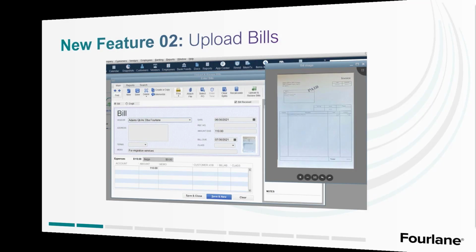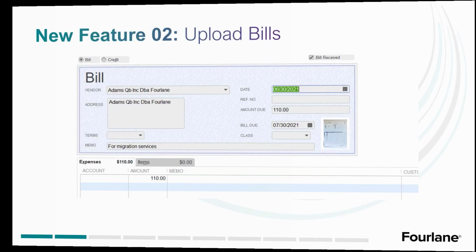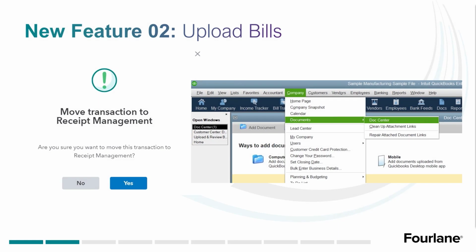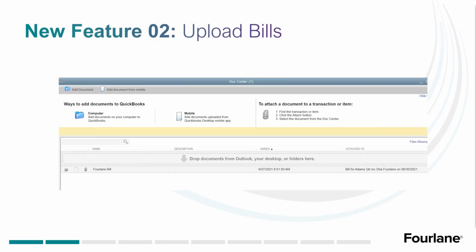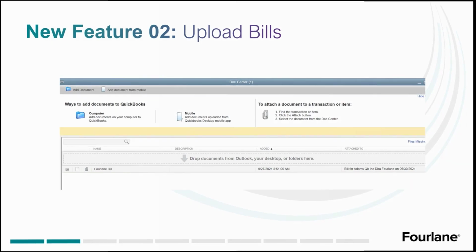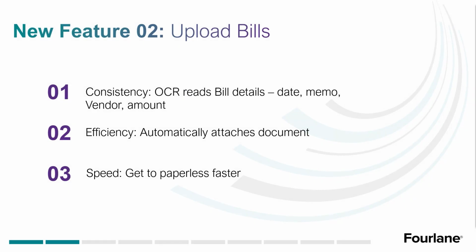Again, let's hop back in here to our PowerPoint and progress forward to see all of these things. So now on upload bills, the things that we want to focus on are, one, consistency, right? The OCR is reading the bill details: date, memo, vendor, and amount. Two, on efficiency, we're automatically attaching documents. We don't have to go in there and do that process manually. And then speed, we are getting to paperless significantly faster. So very exciting stuff.